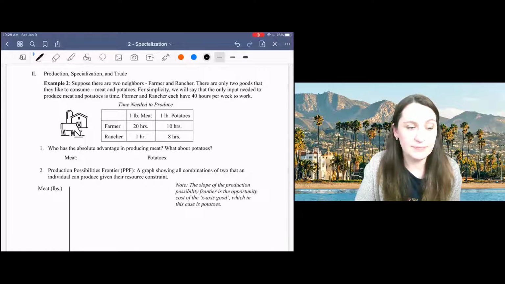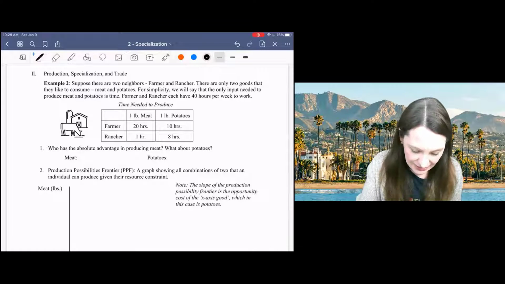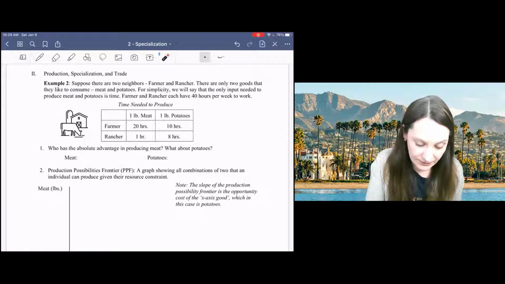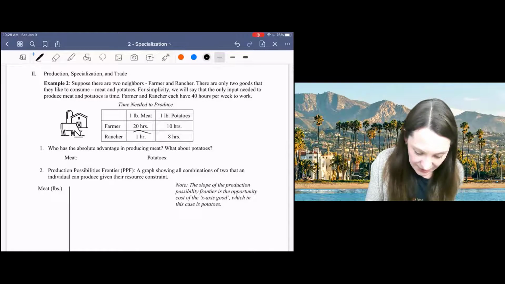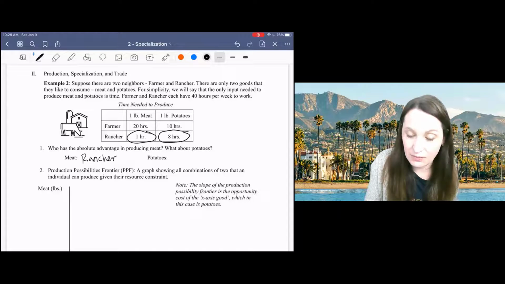producing each good. So for meat, I can see that the farmer's cost of producing meat is 20 hours, but the rancher can produce a pound of meat in just 1 hour. So the rancher has an absolute advantage in producing meat, and the rancher also has an absolute advantage in producing potatoes, producing a pound of potatoes in just 8 hours instead of 10.